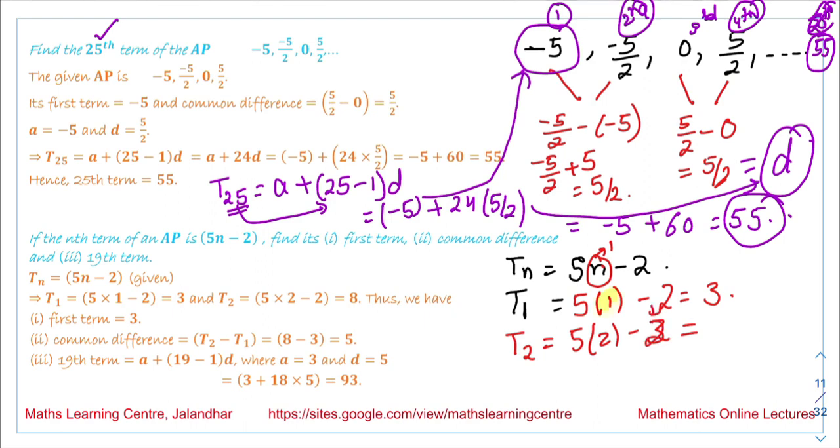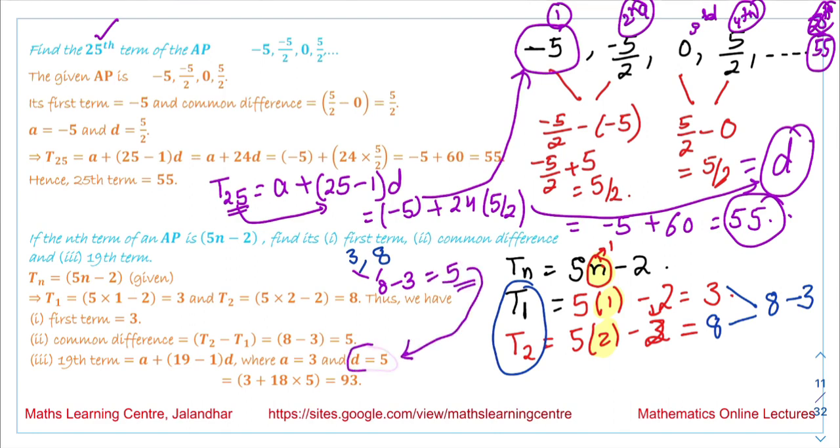We are saying in place of n we wrote 1, then we wrote 2. So the answer over here is 8. Now the common difference is 8 minus 3. The first term of this AP is 3, the next term is 8. So the common difference is 8 minus 3, that is equal to 5. So D is 5. Next we have to find the 19th term.